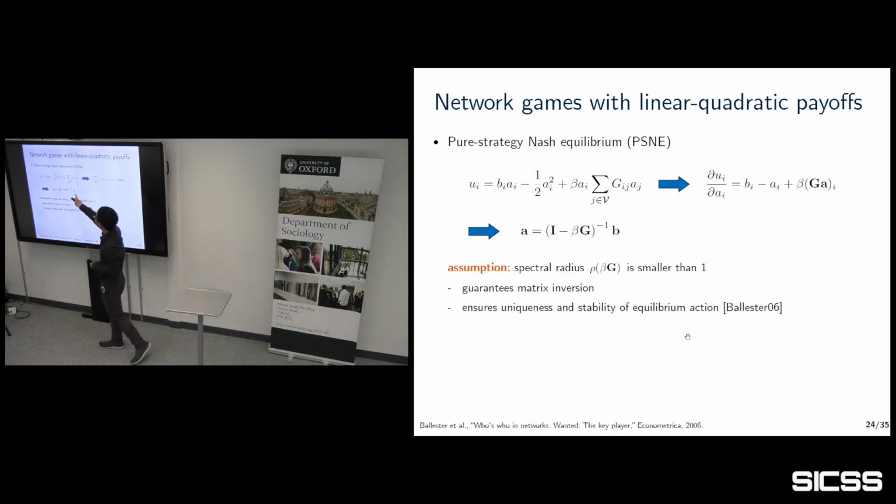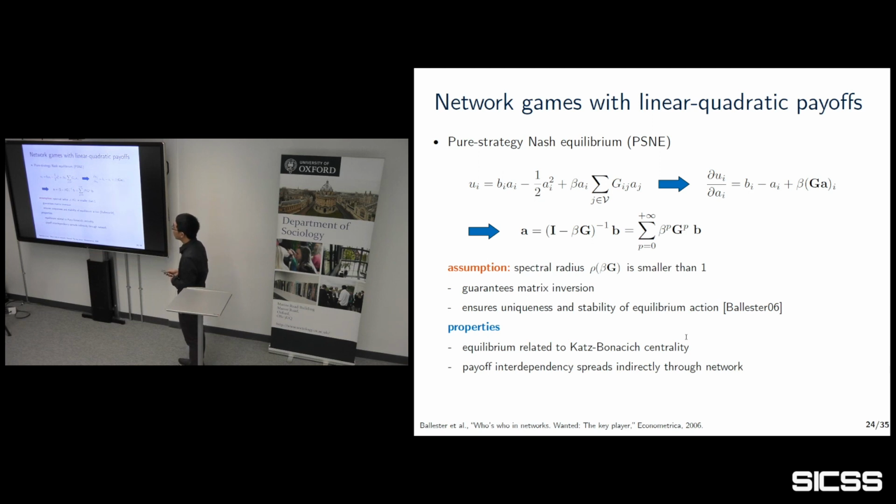But if we observe this equilibrium more carefully, we can find something interesting. This inversion can be rewritten as an infinite sum of the terms here, so beta^p G^p. And this is closely related to a concept in network science called Katz-Bonacich centrality, that just counts the total number of walks from one single person to anybody in the network. The interesting thing here is that if you look at the payoff function, it looks like this payoff interdependency only exists among one-hop neighbors. But if you look at the equation here, you see that under the equilibrium, this payoff dependency spreads indirectly through the whole network, which is something interesting to observe.